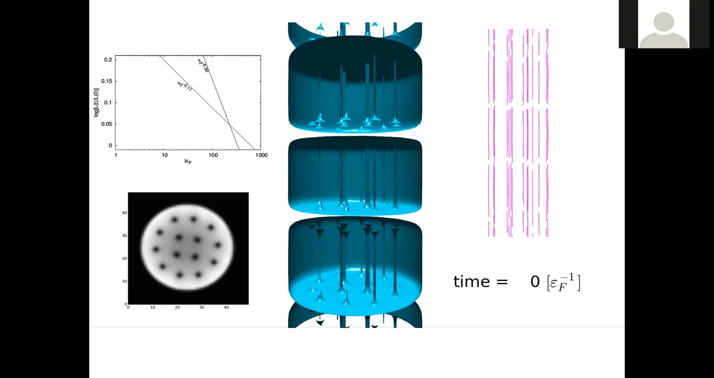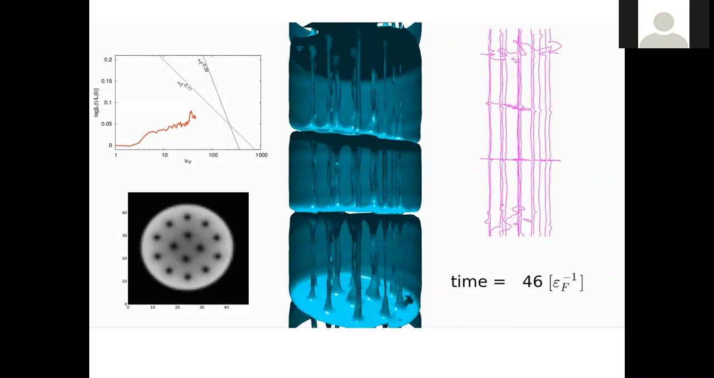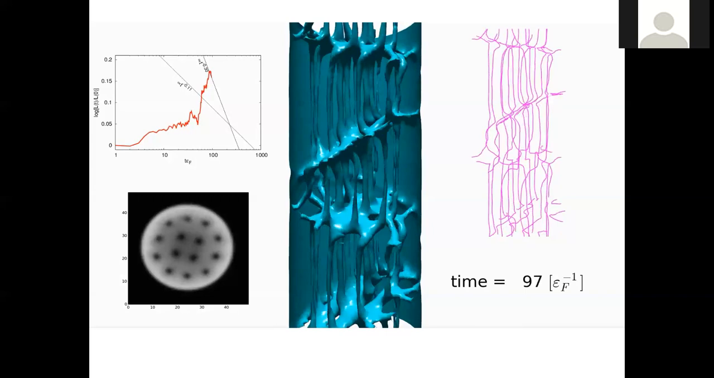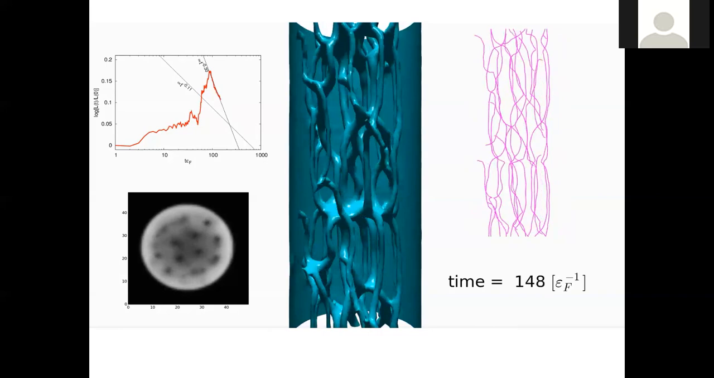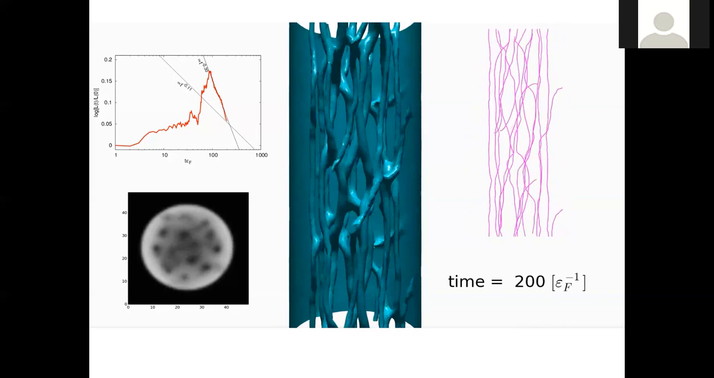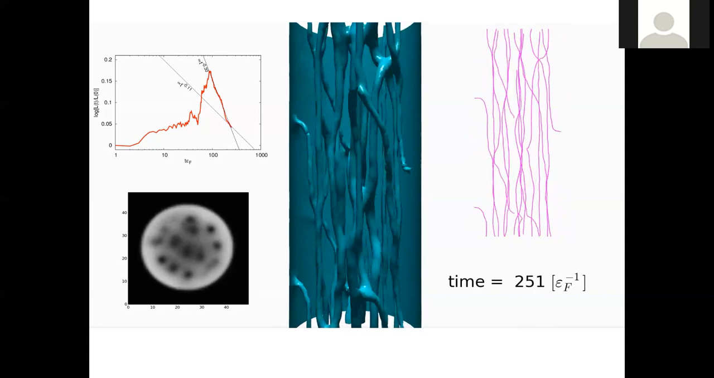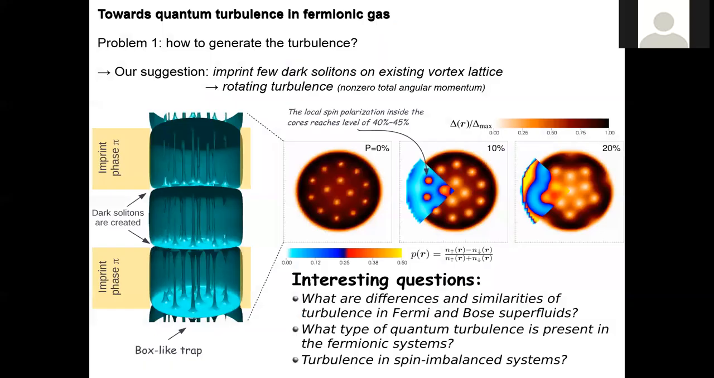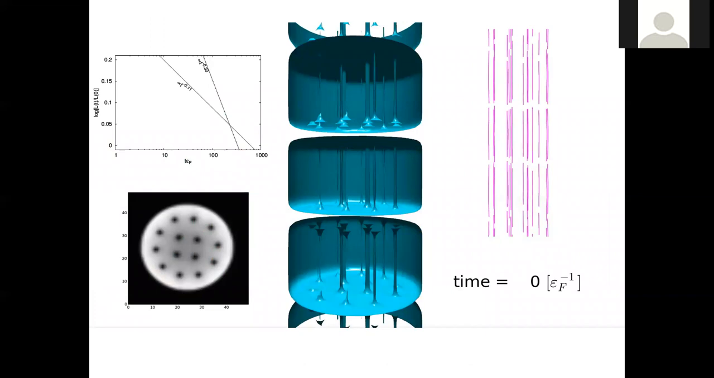Okay, so let me start. So now you can see this subsystem merge. So then the solitonic excitations are created, and then you can see the complex vortex tangle. And then maybe I will show it again. Okay, so once again, please have a look at this plot here.